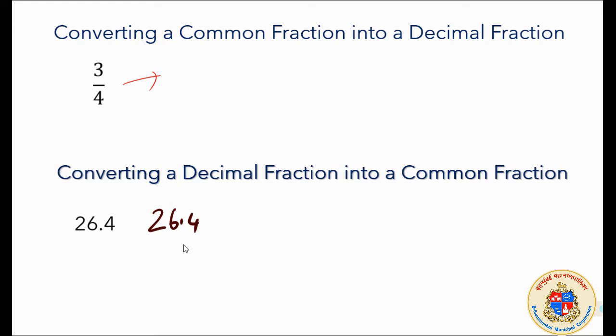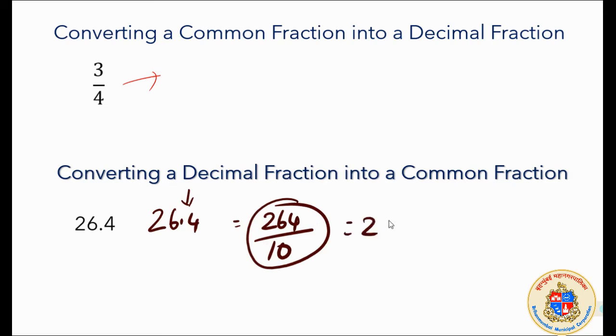हमको एक common fraction में convert करना है. We know that when the decimal point is 1 unit left, this number can be written as 264 upon 10. हो गया ना common fraction. Fraction form में आ गया. 264 upon 10 is equal to 26.4.